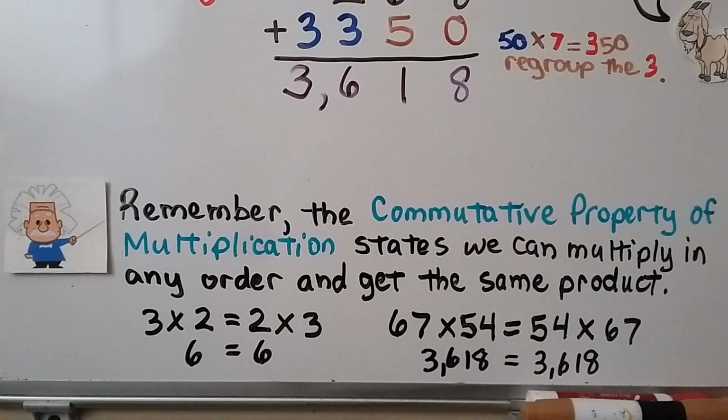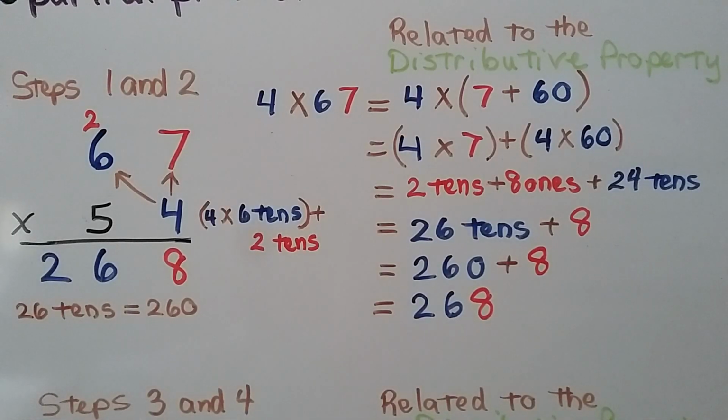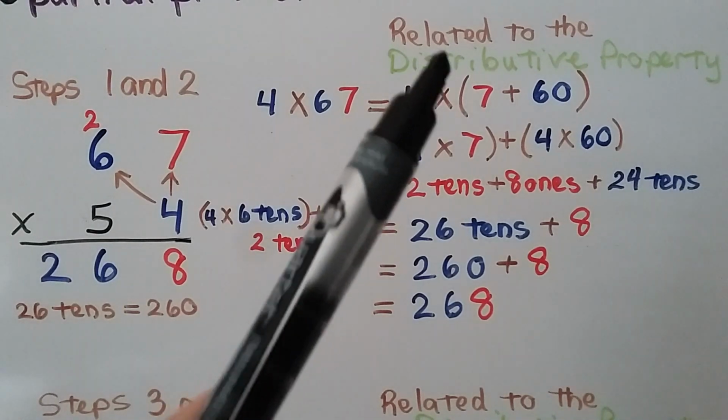It's important to remember the commutative property of multiplication states we can multiply in any order and get the same product. If we do 3 times 2, that equals 6, and 2 times 3 equals 6. It didn't matter the order of the factors, it still equaled 6. Well, that works for larger factors too. 67 times 54 is going to have the same product as 54 times 67. Doesn't matter what order because of the commutative property. So we're going to see how this is related to the distributive property, okay?